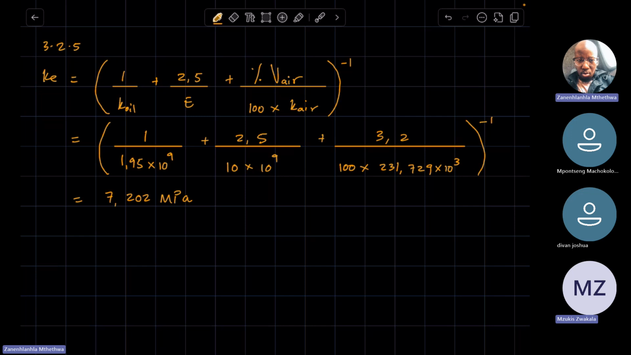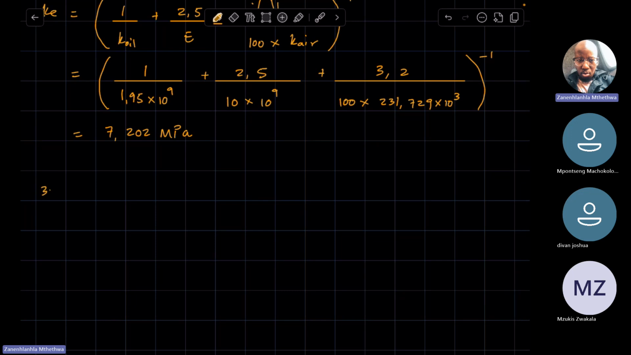Just confirm if you're getting the same thing. Yes, sir, I'm getting the same. The same, no? Yes, sir. All right. Yeah, it's correct. I think my mistake was with the percentage because I already converted it. I had put it as it is. Okay, that's all right. So that is how you calculate this.